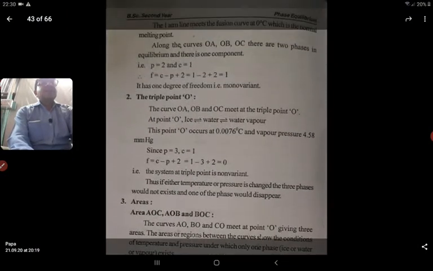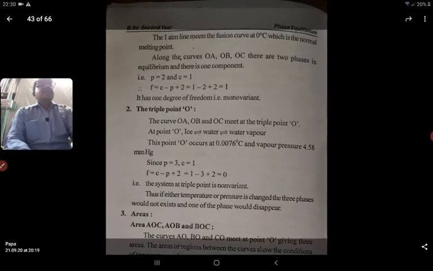the next part is the atmosphere. The 1 atmosphere line meets the fusion curve at 0 degree centigrade, which is the normal melting point. Along the curves OA, OB, OC, there are 2 phases in equilibrium and there is 1 component. Here P is equal to 2 and C is equal to 1. When we apply the phase rule, F is equal to C minus P plus 2, placing the C and P values, F is equal to 1 minus 2 plus 2 is equal to 1. It has 1 degree of freedom, that is, monovariant.